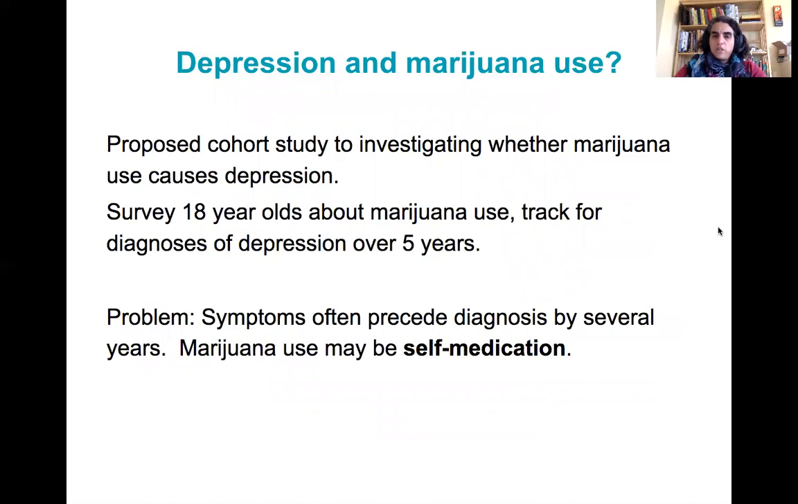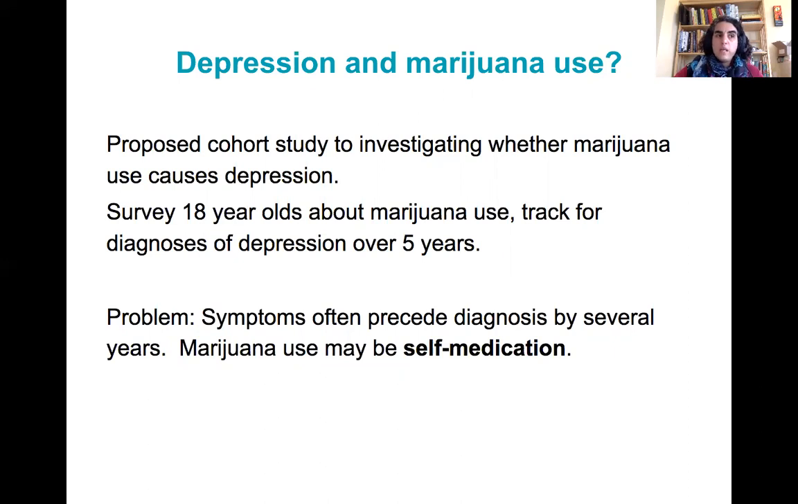So this study on depression and marijuana use is an example of something that comes up a lot when we're looking at things like drug use and alcohol. For outcomes like depression, anxiety, a lot of mental health outcomes, and schizophrenia is another one, the symptoms often precede diagnosis for several years. So it might be that somebody is suffering from depression well before they know it or anybody has diagnosed it.